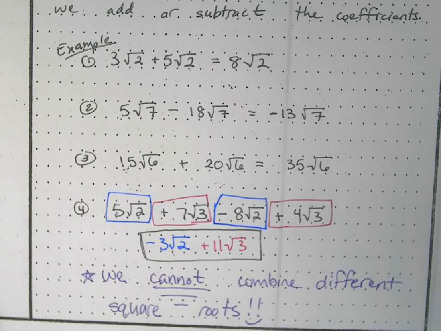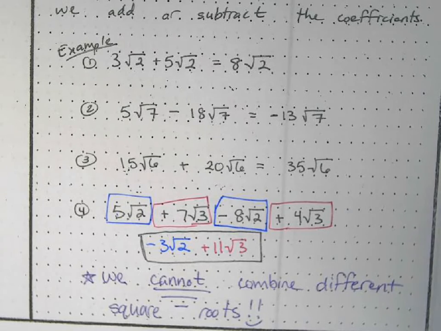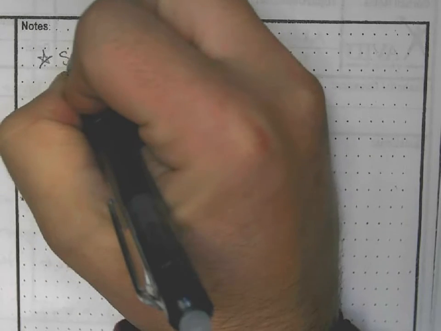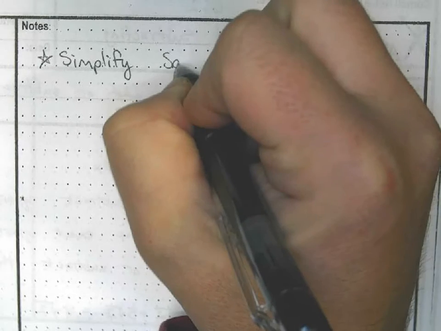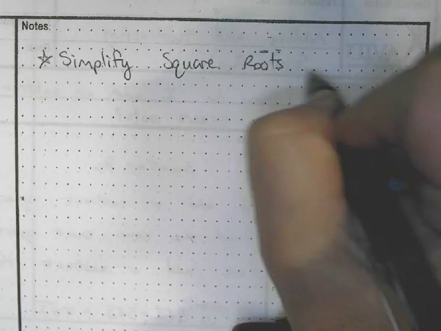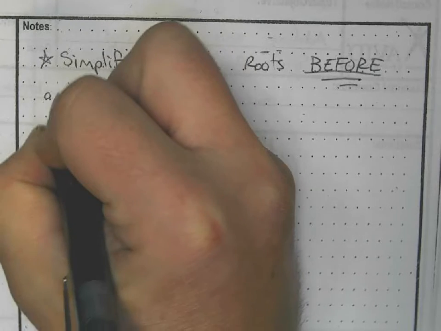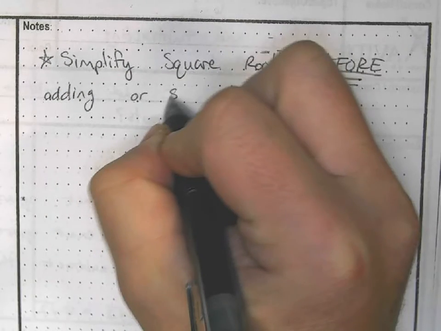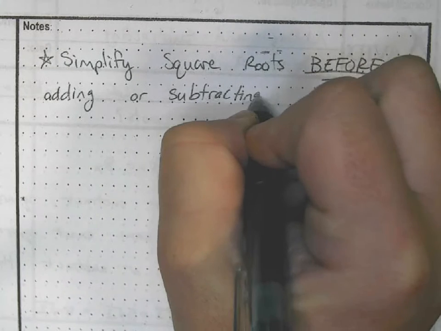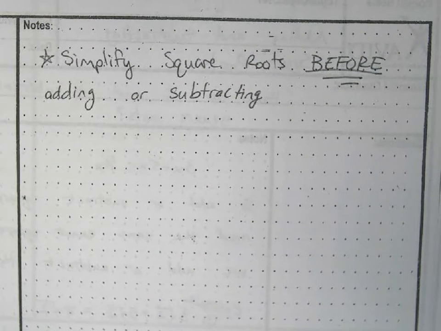Okay, so that's like the introductory side. Let's see if we can make this a little more difficult. Simplify square roots before adding or subtracting. So let's see what this looks like. Let's say I had this as an example.